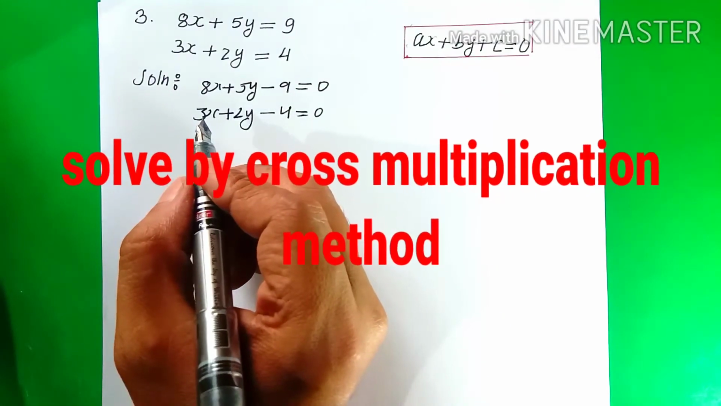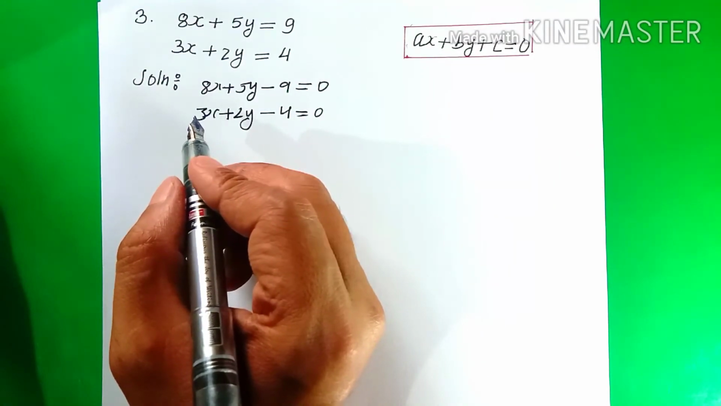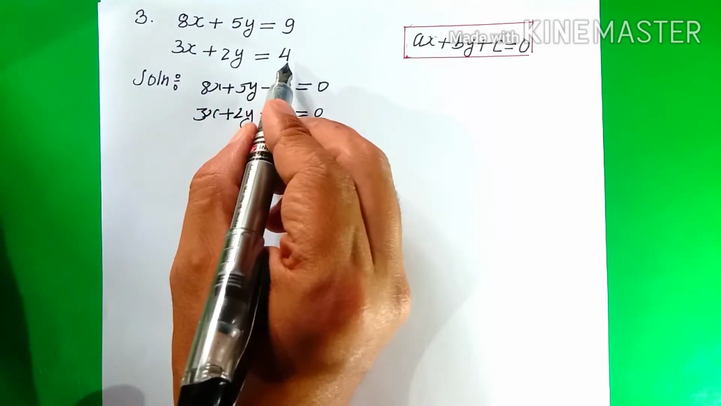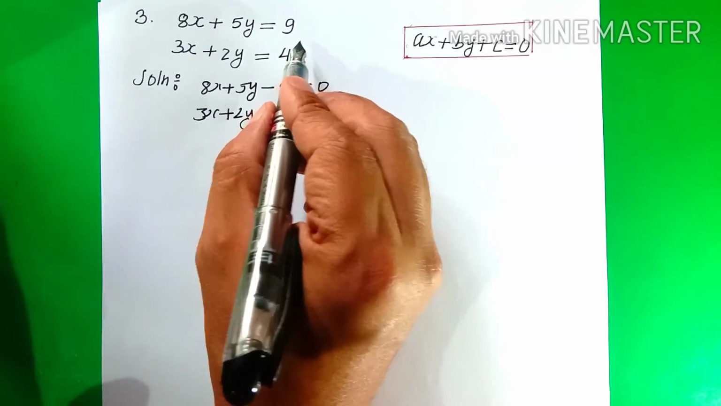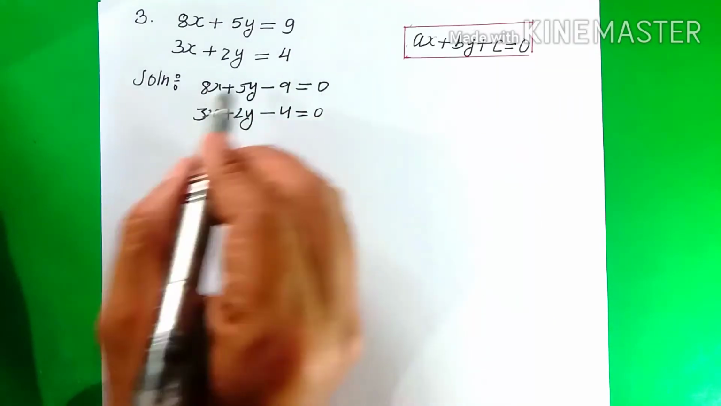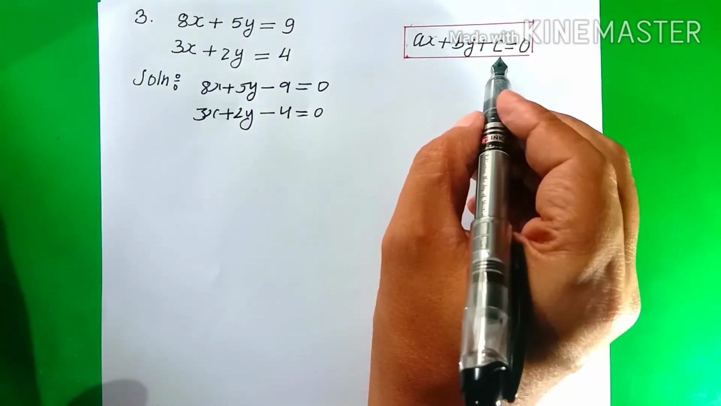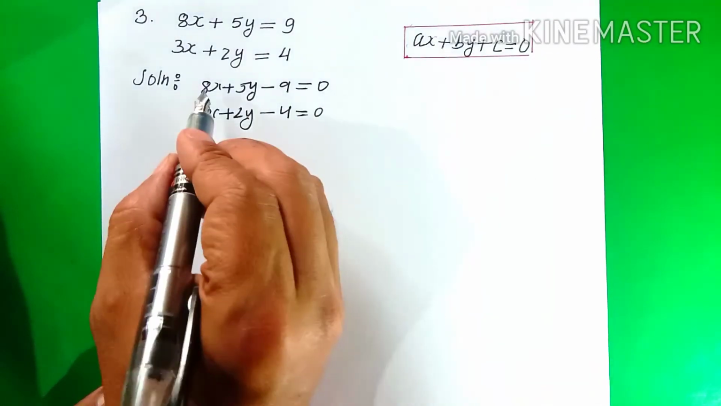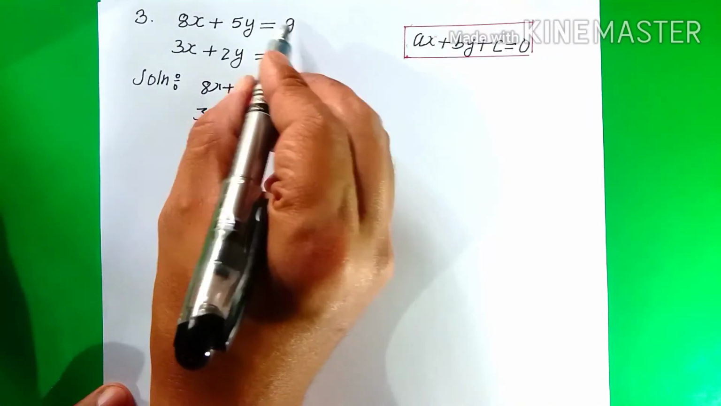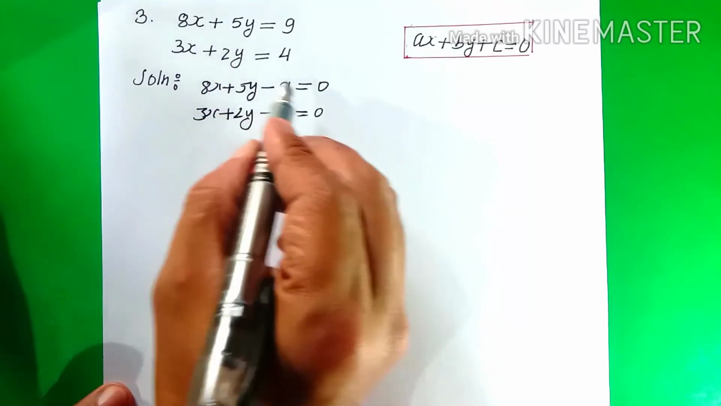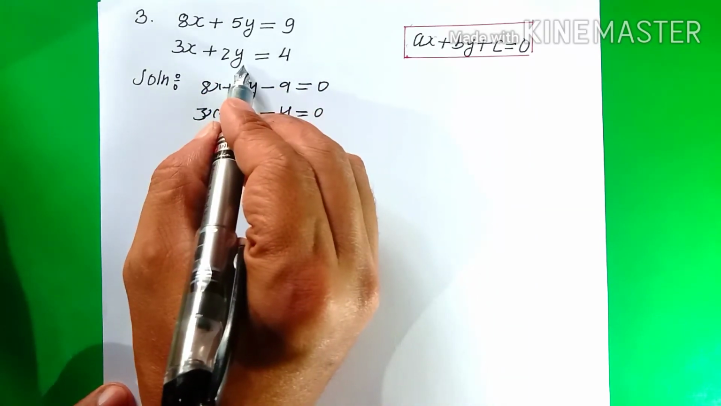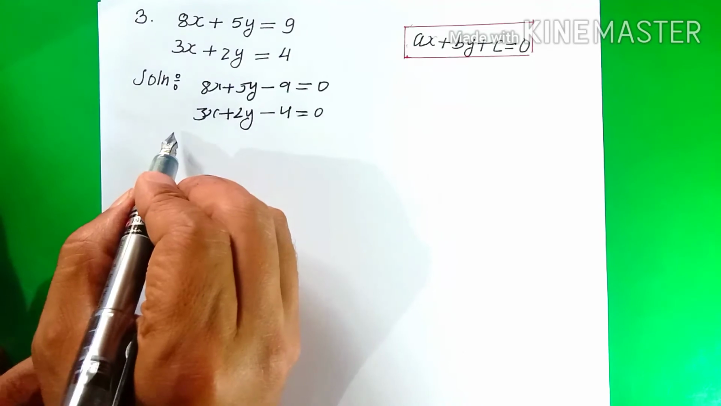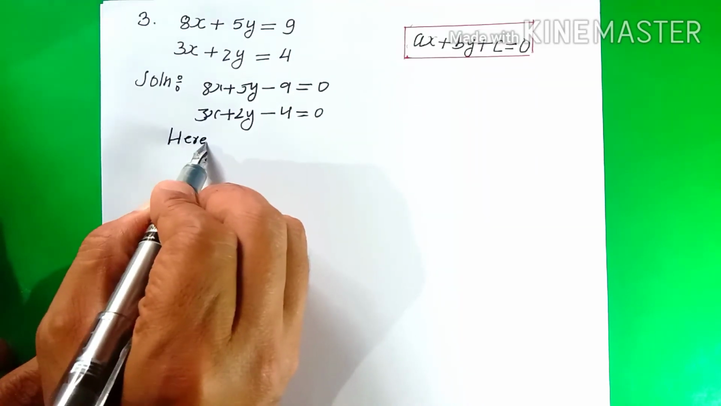Third question, the given pair of linear equations are 8x plus 5y equals to 9, 3x plus 2y equals to 4. The given equations are not in standard form, so change these equations to standard form, that is ax plus by plus c equals to 0. So 8x plus 5y transpose this value, negative 9 equals to 0. Similarly 4 you can shift to the left hand side, so it will become minus 4, which is equal to 0. So from these two equations get the values of a, b and c.